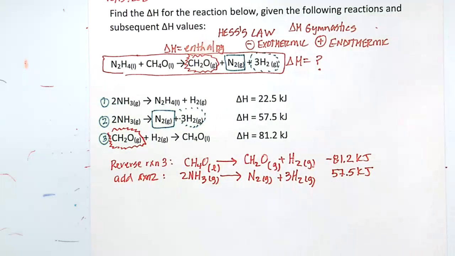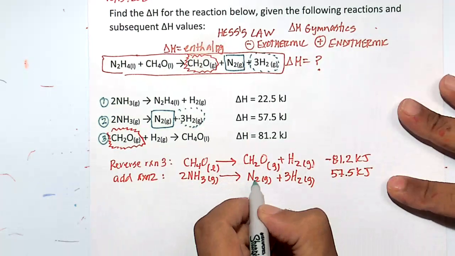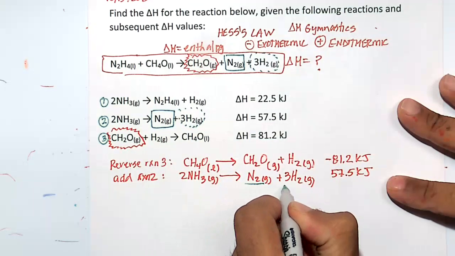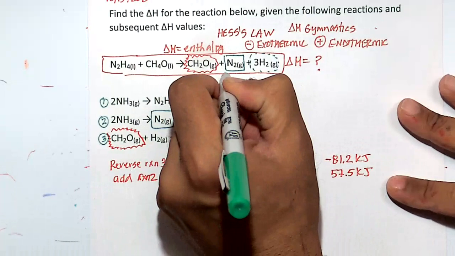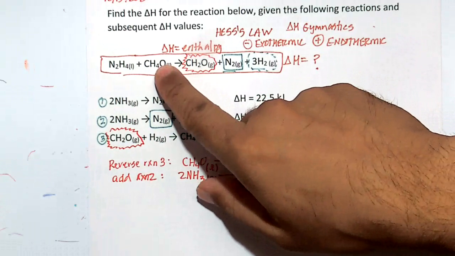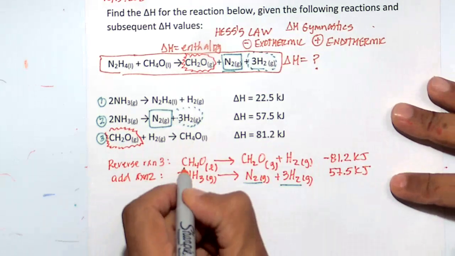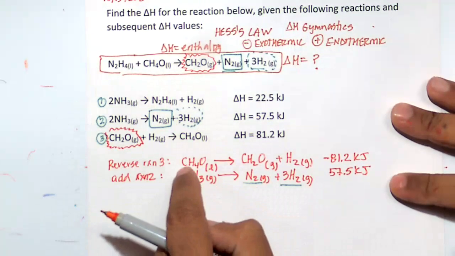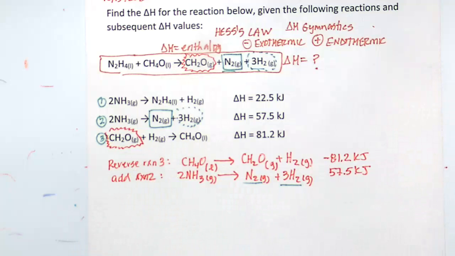Now, what's my rationale for leaving it alone? My rationale for leaving it alone again is the N2 and 3H2. They're on the product side and my target, this is what I'm going to call the target. And I have here my CH4 on the reactant side, so that's also good.